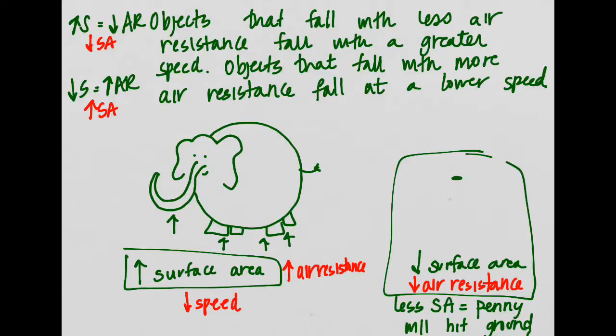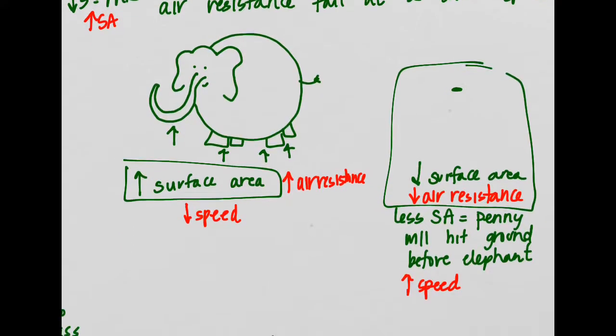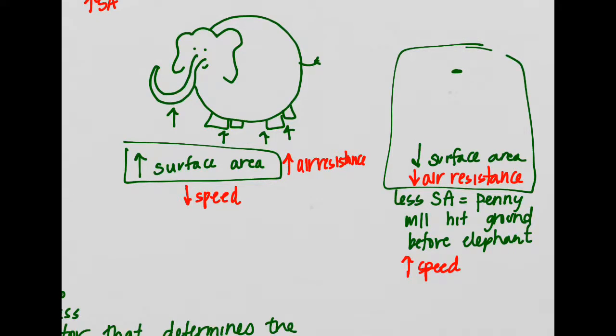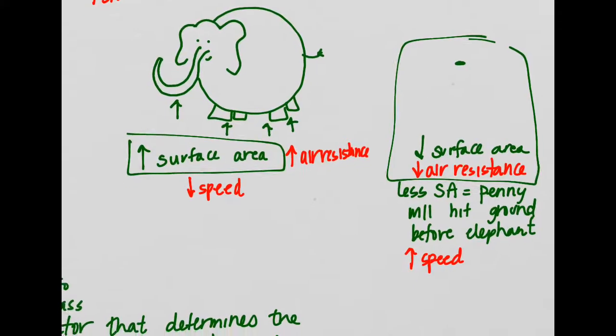Sorry, I said that wrong. Why do I have that written like that? There we go. Okay, this is an easier one. It is a direct relationship between surface area and air resistance. If I increase my surface area, then I increase my air resistance.